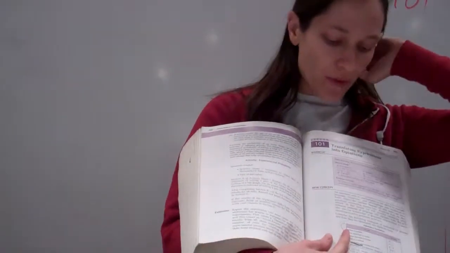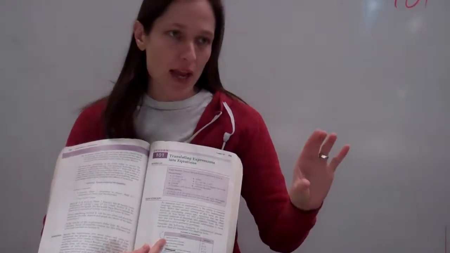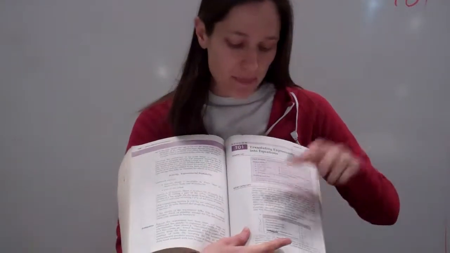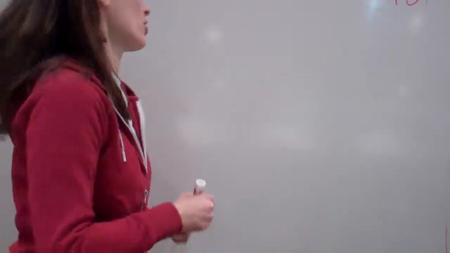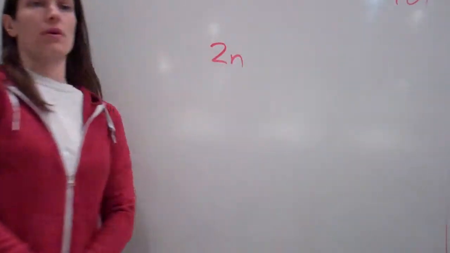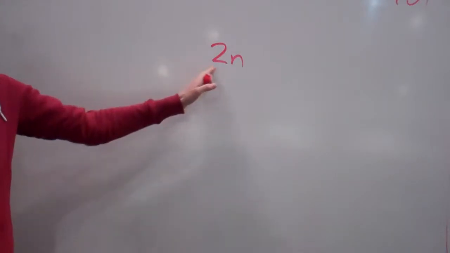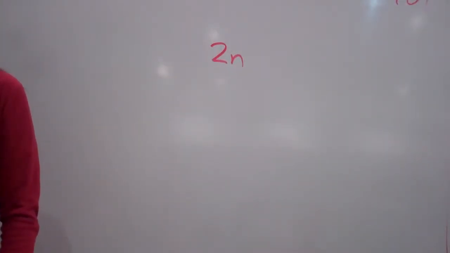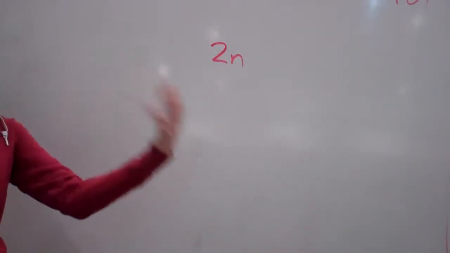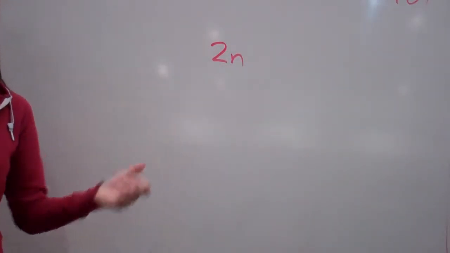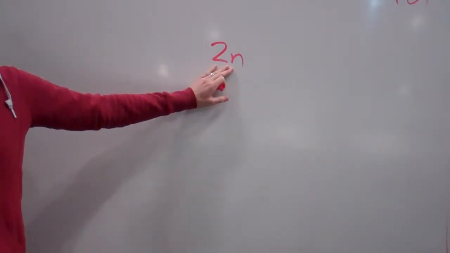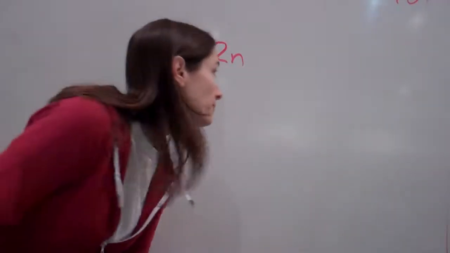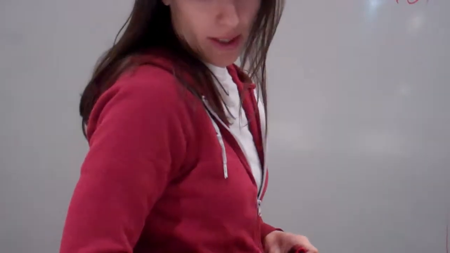The first one that we read, they're going to give us a phrase, and we're going to make it into a mathematical equation. So, for example, twice a number. What does that actually mean? 2 times whatever the number is: 5, 8, 12, whatever. So if you hear twice a number, this is the equation you're going to write.